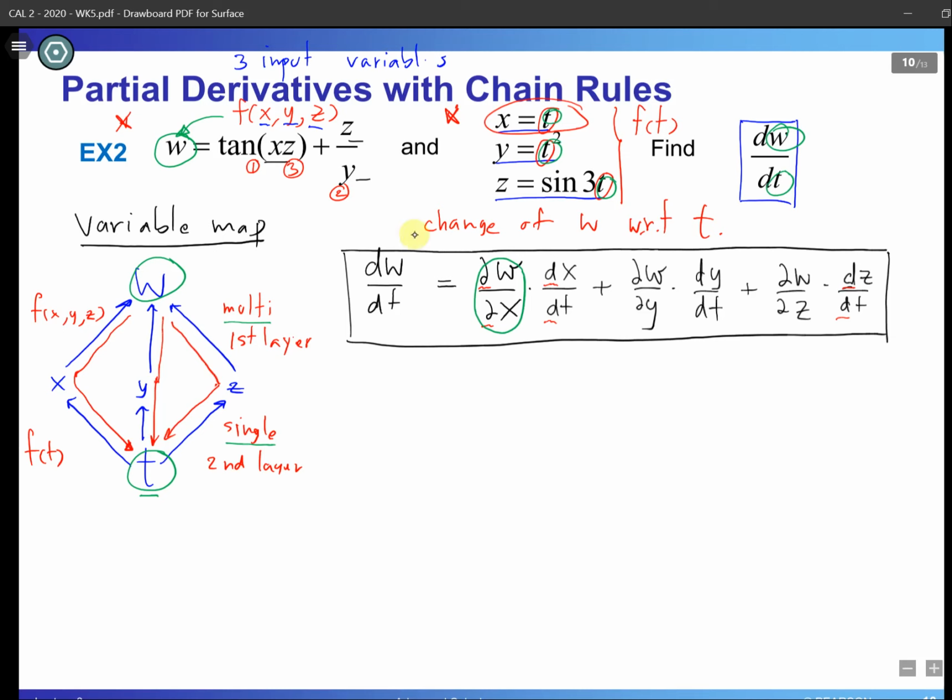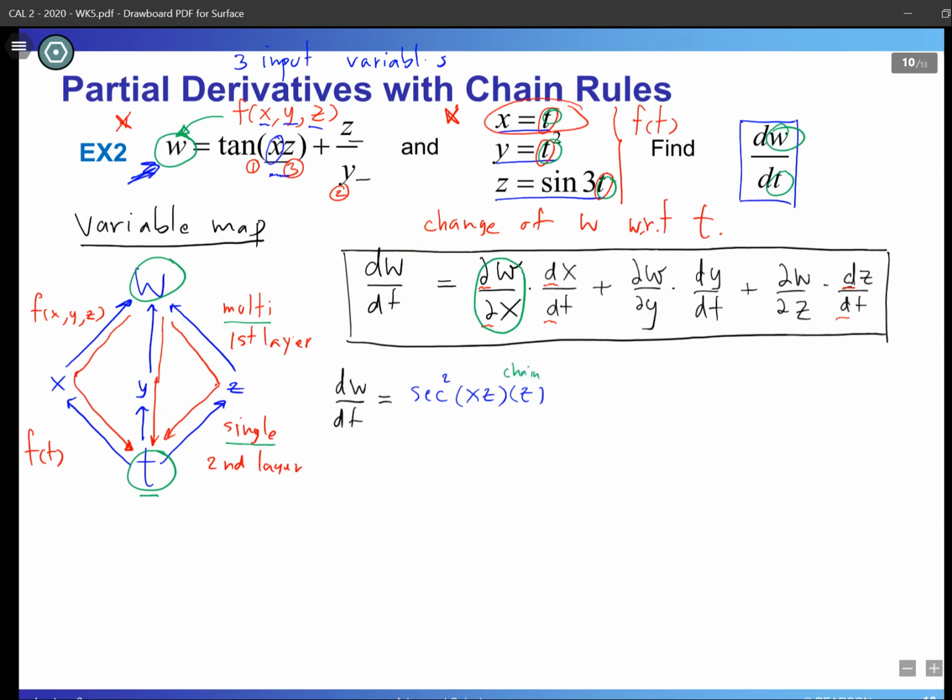So this dW dt right here, the first term is going to be this W right here, and we need to differentiate this with respect to X, and we see X right here alone in tan. So the first thing I'm going to do here is differentiate tan, and I get secant square. I keep the inside alone, and then I need to differentiate the inside of this with respect to X. I get Z. Make a note right here that Z comes from the chain rule.